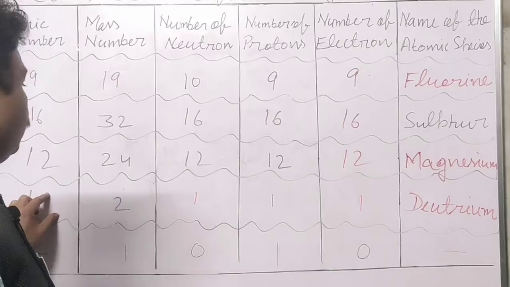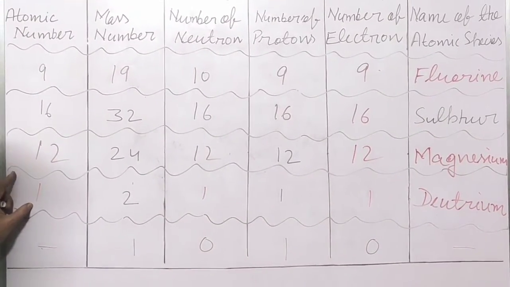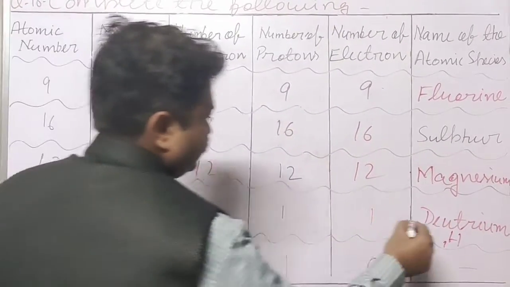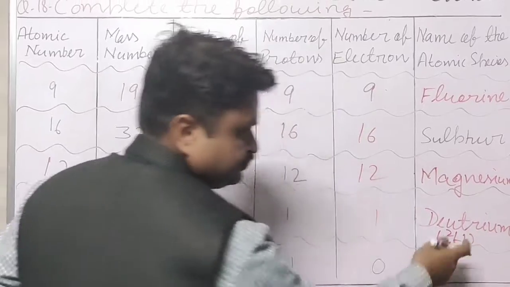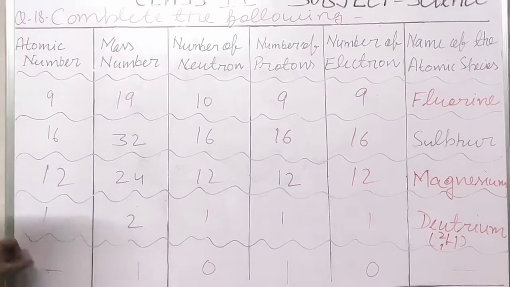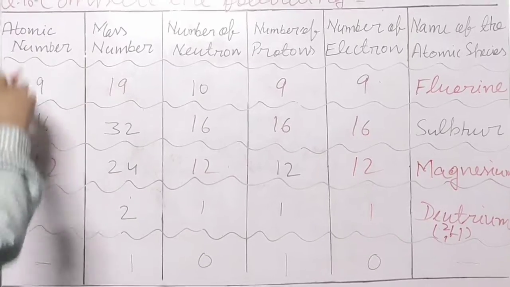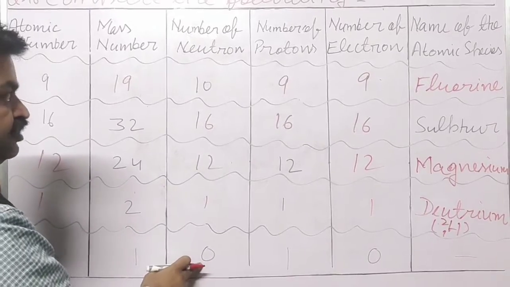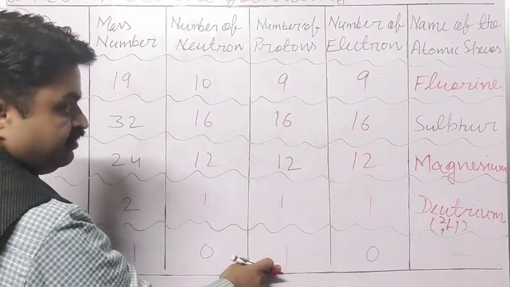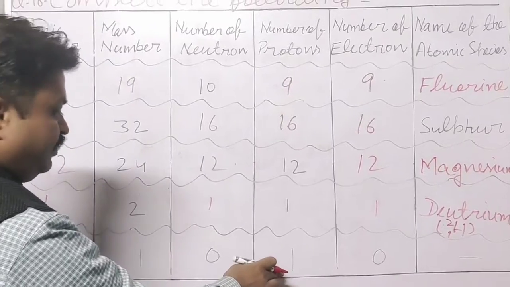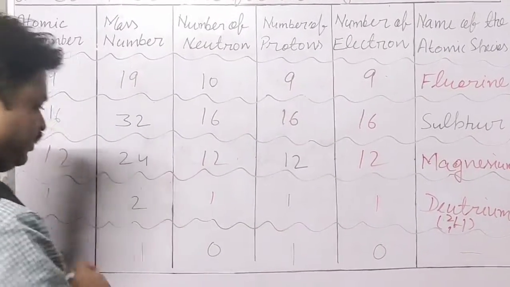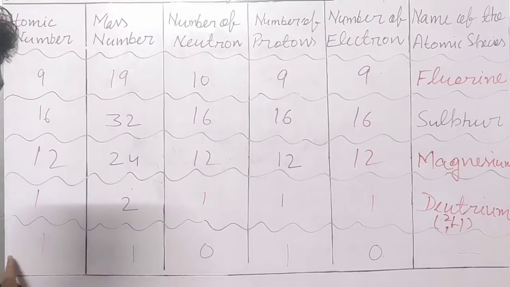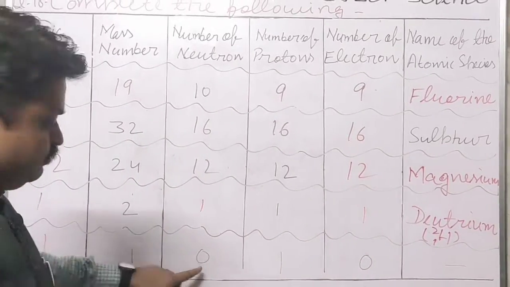It is an isotope of hydrogen, student, because its atomic number is 1 but its mass number is 2, and it is represented like this. Next, here the atomic number is not given, the mass number is given here, the number of neutrons is 0 here, and the number of protons is given as 1. So its atomic number is 1 again, and the number of neutrons is 0.